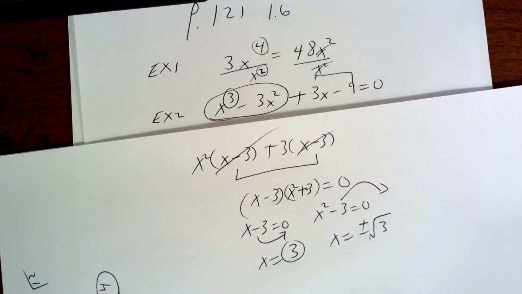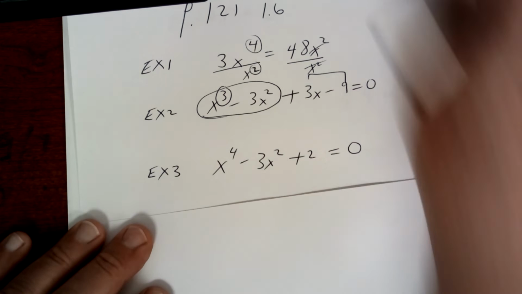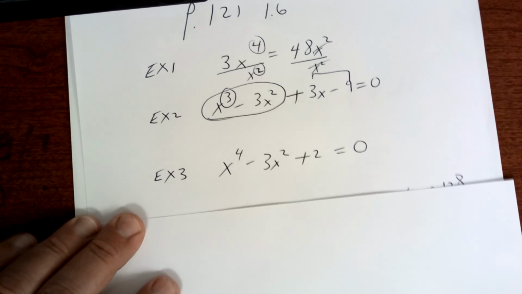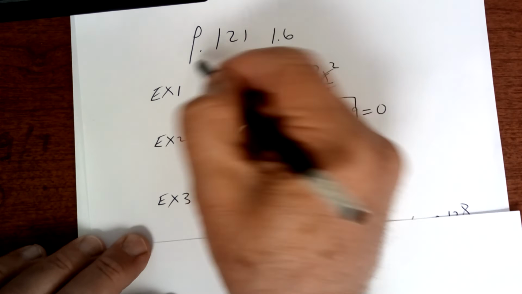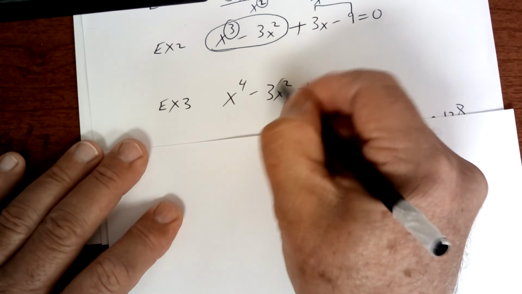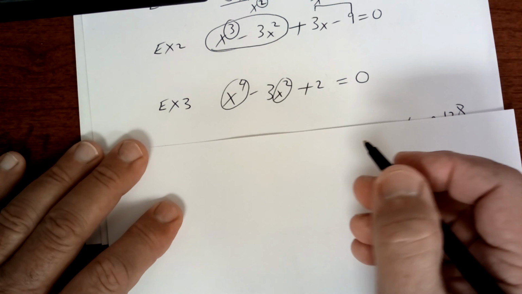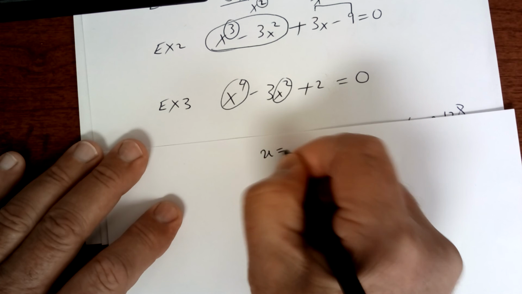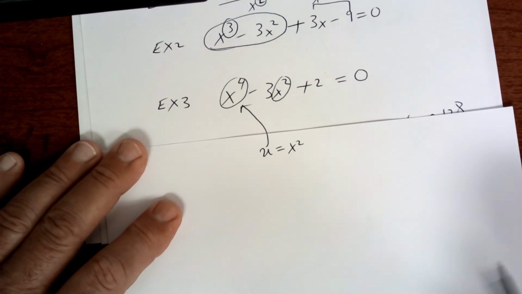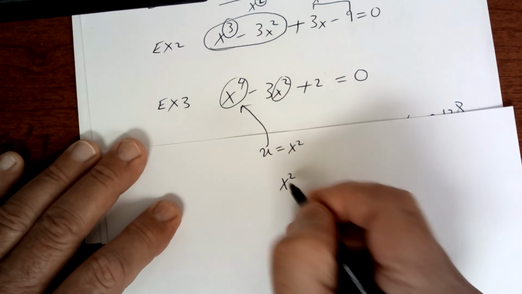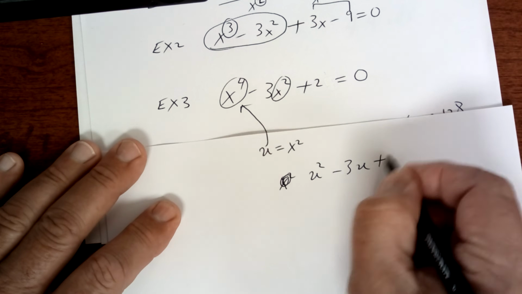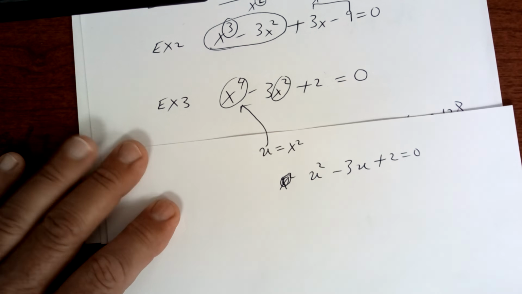All right, let's take a look at this one right here before I give you your work. Put a star by this one, and you should be on page 121 right here. I'm going to look at this one in the book. What you're going to do is bring this down by substituting. You're going to say u is equal to x squared. So you're going to substitute a u in place of that. So you're going to get u squared minus 3u plus 2 is equal to 0. Just like that.